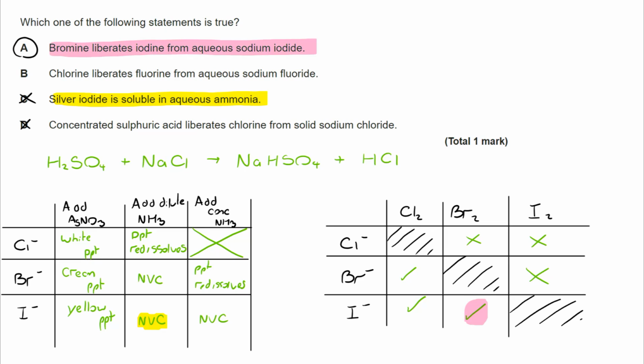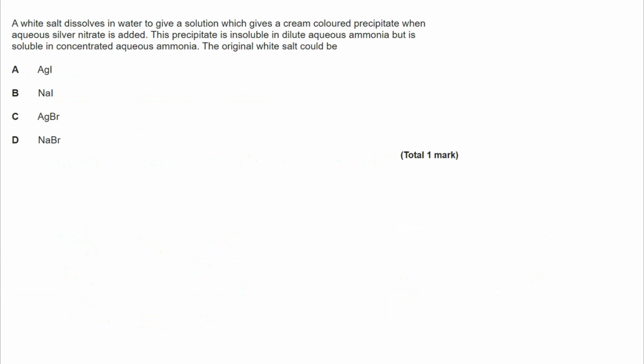If I take a look at bromine liberating iodine from sodium iodide, I can see that that does actually work. Bromine with iodide would cause a displacement reaction and I would get iodine. So the correct answer is A. Next question.